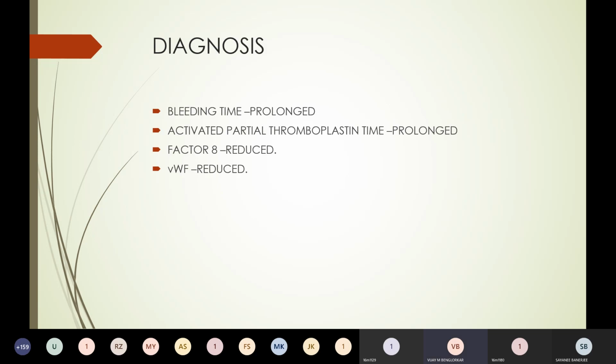Diagnosis is done by estimating factor 8, which is reduced, and VWF, which is also decreased. Bleeding time is prolonged because bleeding time depends on platelet function, and platelet function again depends on VWF. So if VWF is deficient, platelet function is decreased, and so bleeding time is prolonged. Activated partial thromboplastin time is also prolonged.